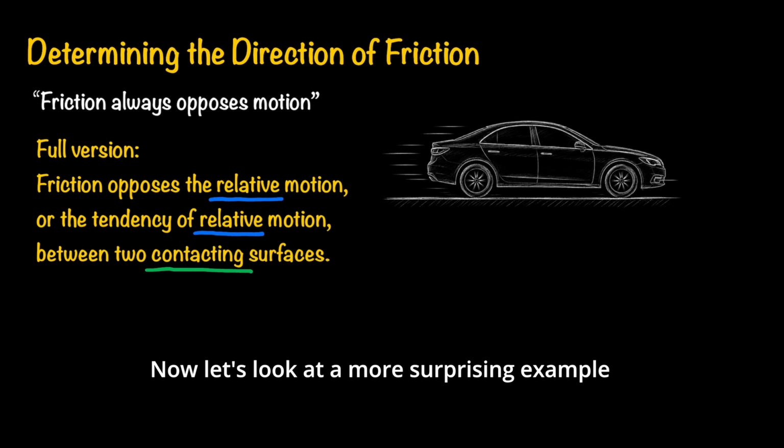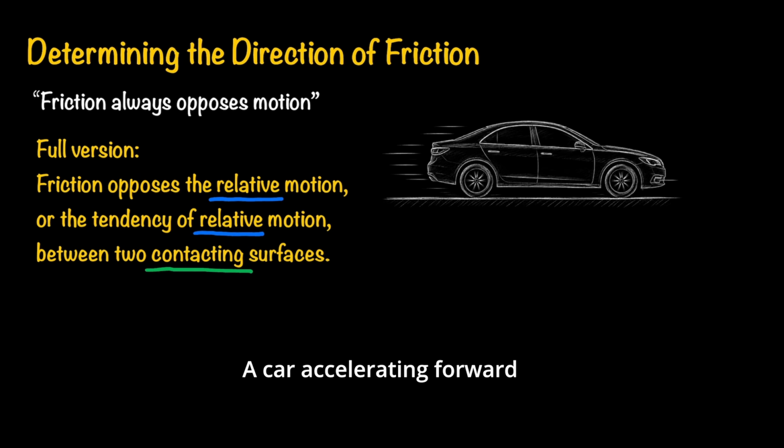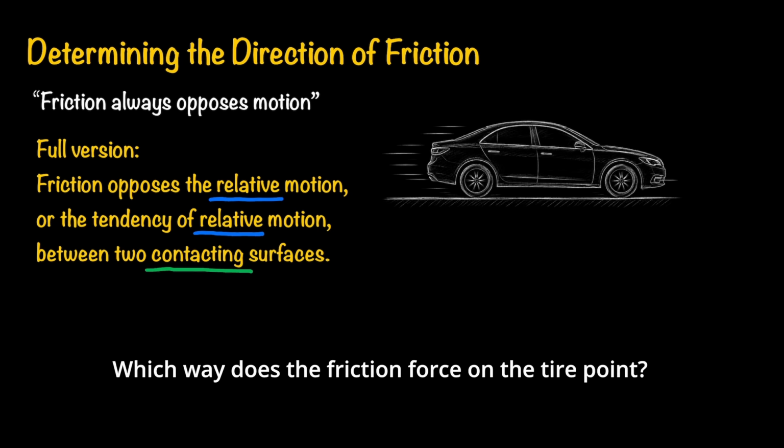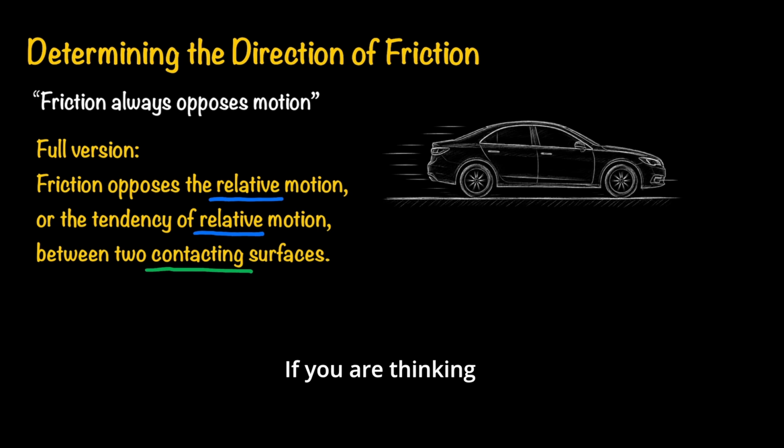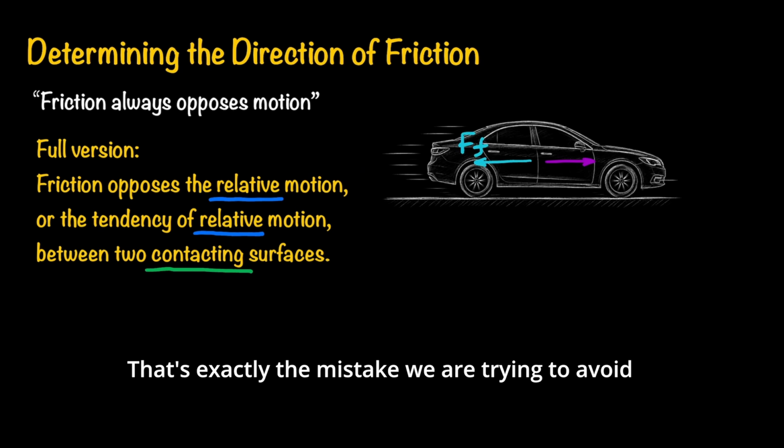Now let's look at a more surprising example. A car accelerating forward. Which way does the friction force on the tire point? If you are thinking the car is moving forward, so friction must point backward, that's exactly the mistake we are trying to avoid.